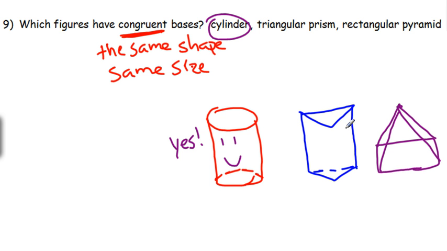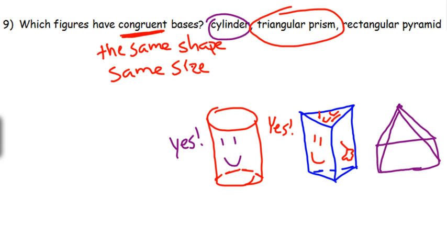How about our triangular prism? Oops, I forgot a side on my prism here. The bases on a triangular prism are, you guessed it, triangles. Are those bases congruent? Yes. And let's give him some arms. One arm. Can't really see his other arm. And some hair. Yes, our happy little triangular prism does have congruent bases.